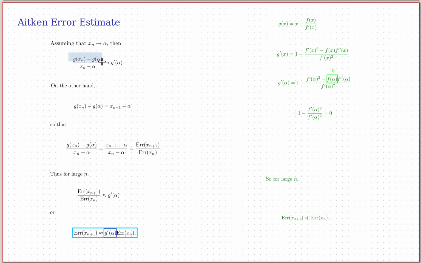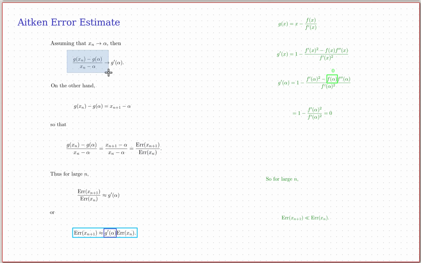Now, on the other hand, the numerator here, g of xn minus g alpha, is equal to g of xn, which is going to be the next guess, xn plus 1. And since alpha, by assumption, is the fixed point, g of alpha is equal to alpha, so the numerator is just xn plus 1 minus alpha. Therefore, this ratio is the same as xn plus 1 minus alpha over xn minus alpha, and that is exactly the ratio between the errors of these successive guesses, right? The numerator is the error in xn plus 1, and the denominator is the error in xn.